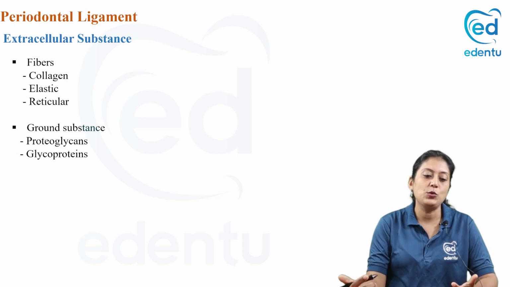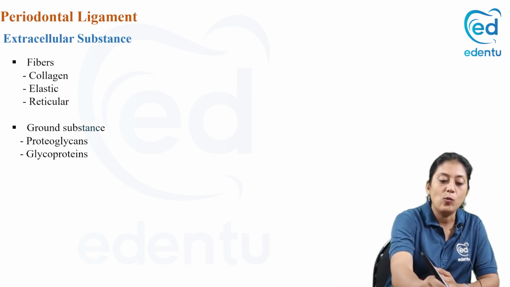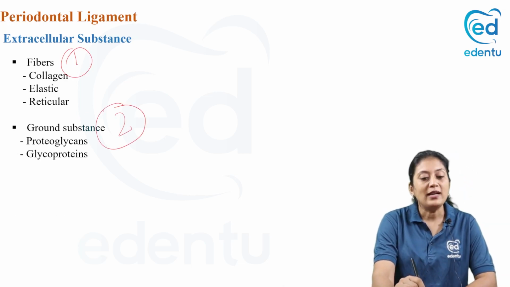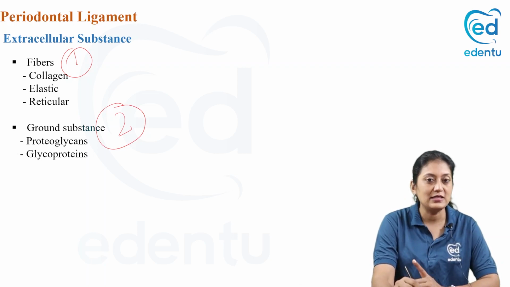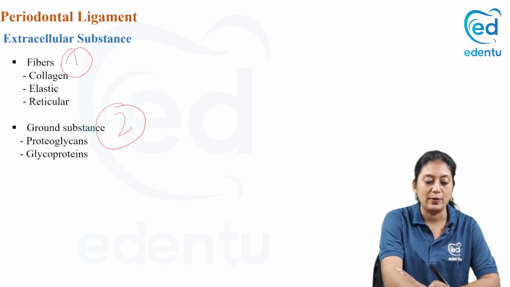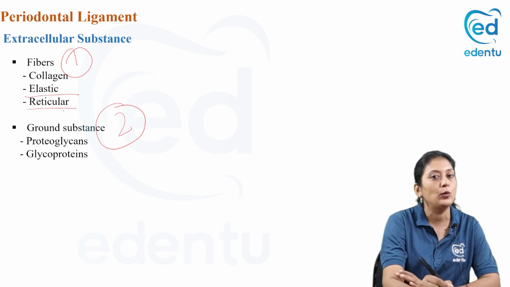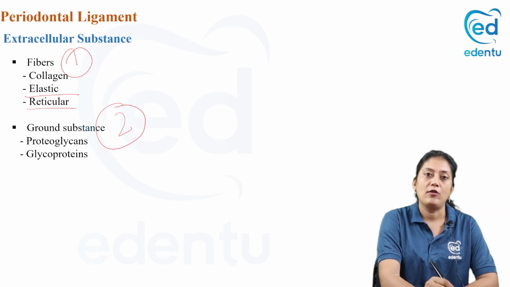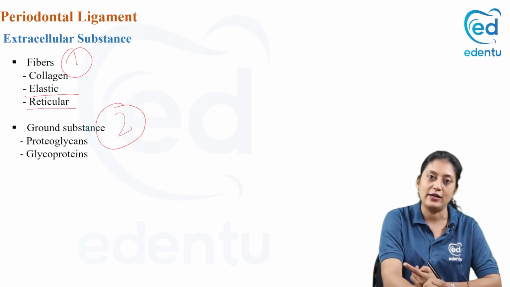Other than the cells, you have extracellular substance. Outside the cell, what do you have? One is fibers, the other one is ground substance. So what are the fibers present in the periodontal ligament? Mainly collagen fibers. The first major component is collagen fiber. You also have some amount of elastic fibers and reticulin fibers. So three types of fibers make up the substance of the periodontal ligament: collagen, elastic fibers and reticular fibers.